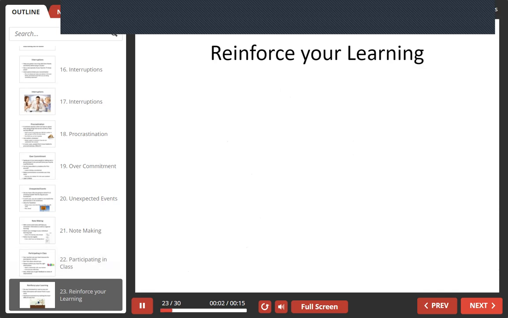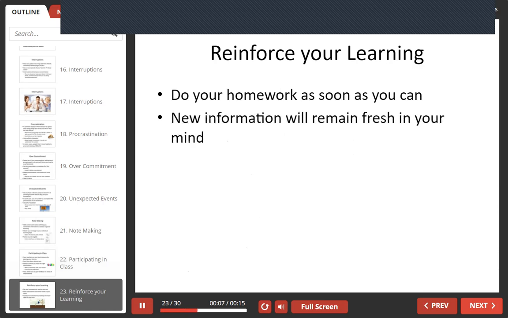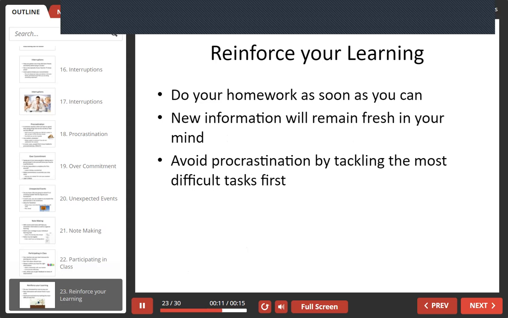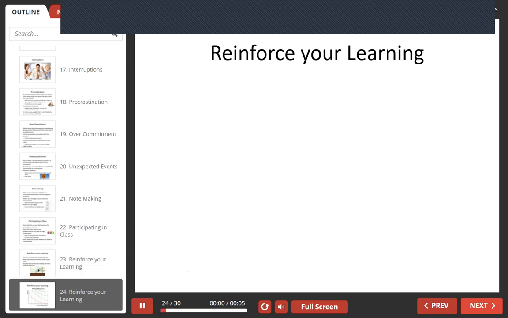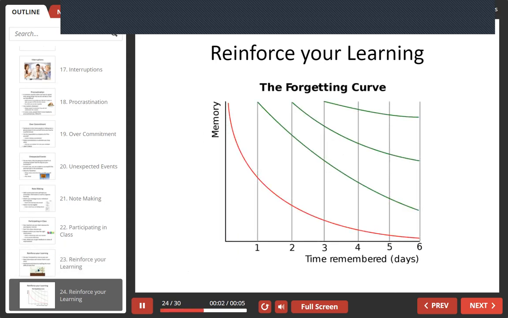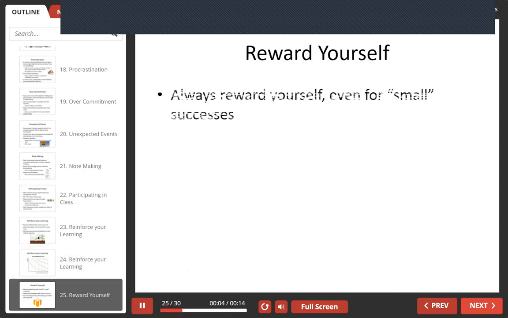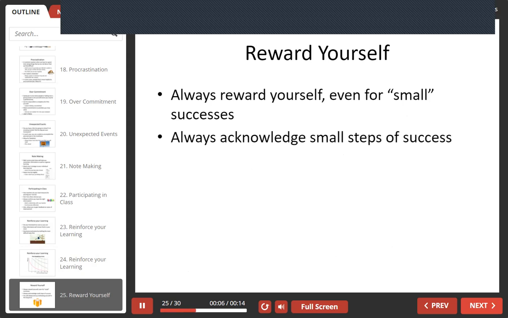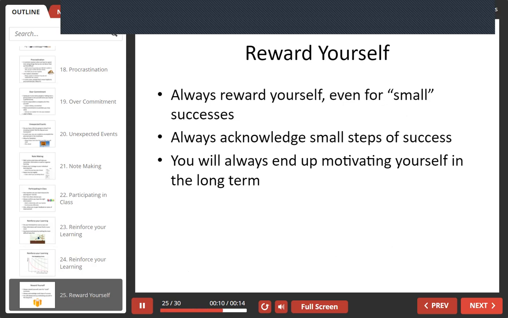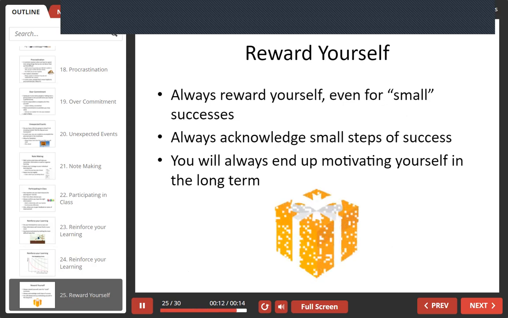Also, reinforcing your learning, such as doing your homework as soon as you can, means new information will remain fresh in your mind. And it can avoid procrastination by tackling the most difficult tasks first. So this graph depicts the forgetting curve. You must always reward yourself, even for small successes. Always acknowledge small steps of success because you will always end up motivating yourself in the long term.